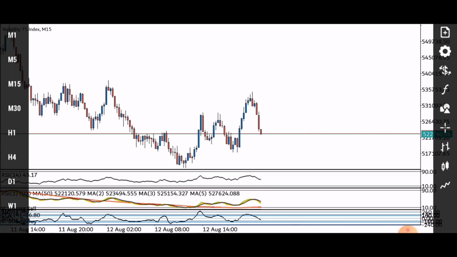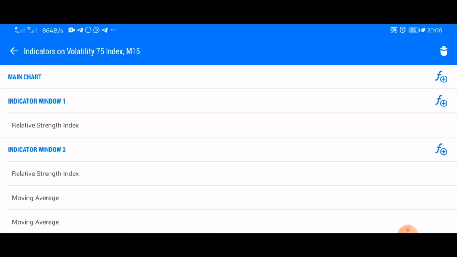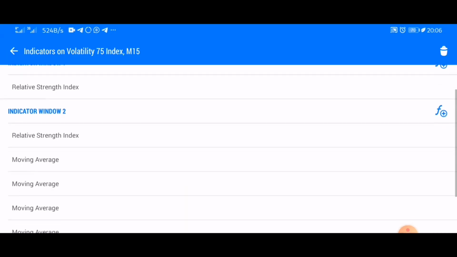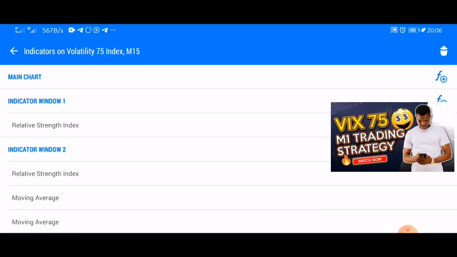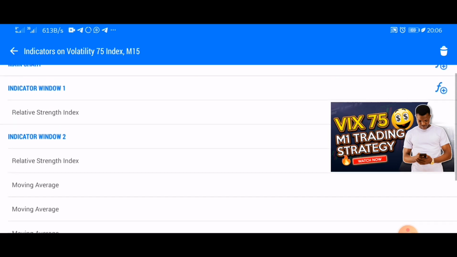Now let's get into my indicators. The chart is going to contain 3 indicator windows, and what I want you to do is just take note of every parameter that you're going to see on your screen. So if you want to learn more about this strategy, you can go and watch my 1-minute strategy for trading volatility 75 index.